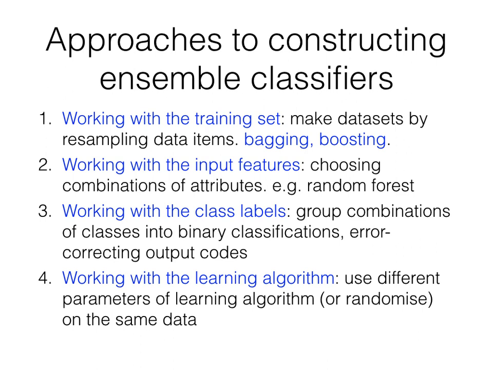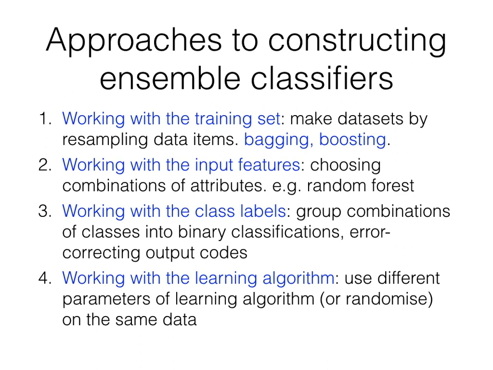Second of all, we could work with the input features. So we could choose different combinations of input features to build our base classifiers. And when we do that, we get random forest, which does that approach. It also uses bagging, but random forest definitely plays with the different kinds of input features that are allowed. Another approach is to work with the class labels. So here they group combinations of classes into different binary classifications, and if you do that, there's a method called error correcting output codes that results. And the other approach is to work with the learning algorithm. Here we just use either different parameters of the learning algorithm for each of the base classifiers, or we randomize them in some way on the same data set.